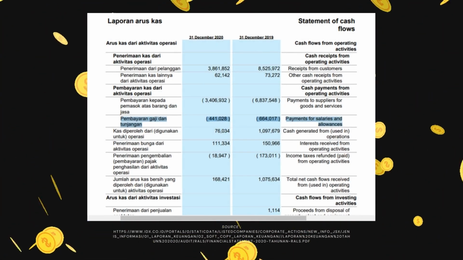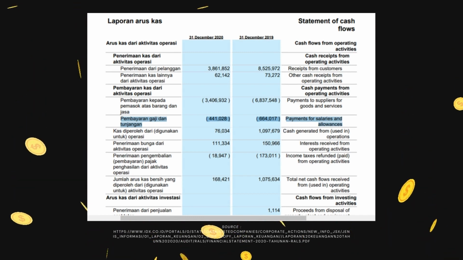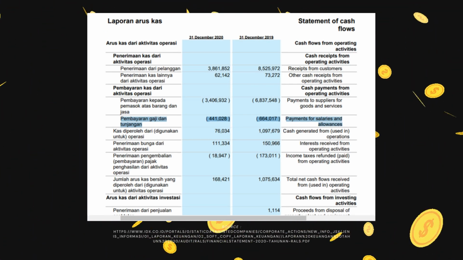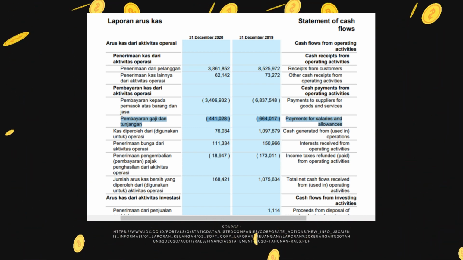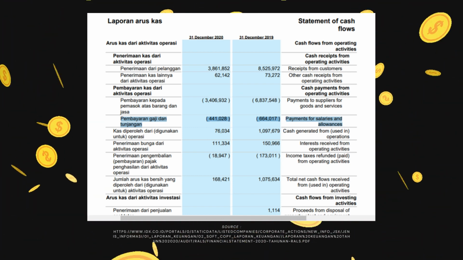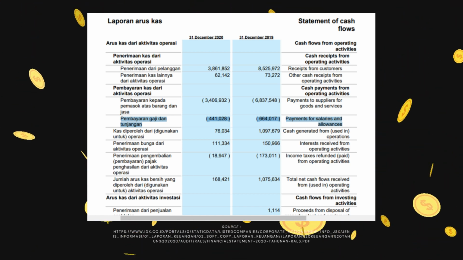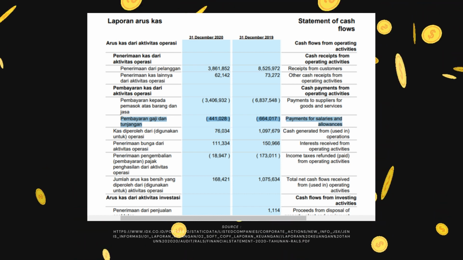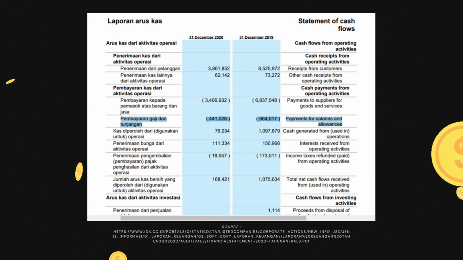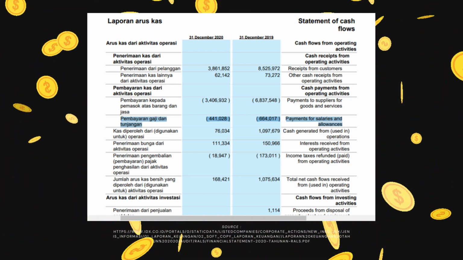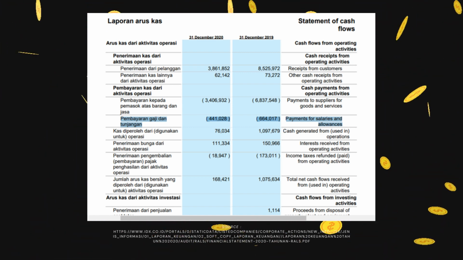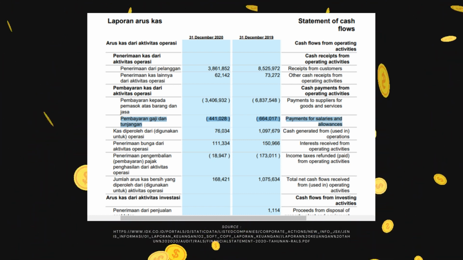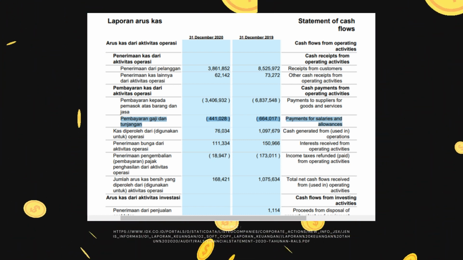And here's the statement of cash flows from PT Ramayana Lestari Sentosa. If we analyze their cash flows in operational activities, in 2019, before termination of employees, they paid salaries of 664,017, and after termination in 2020, they only paid salaries of 441,028.